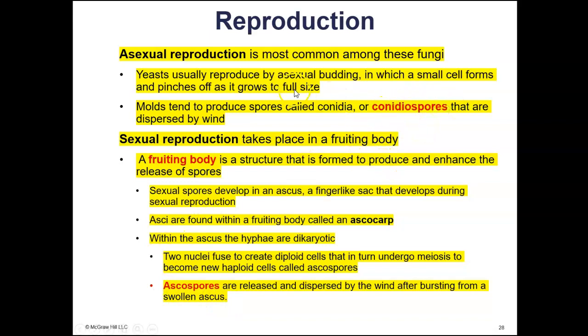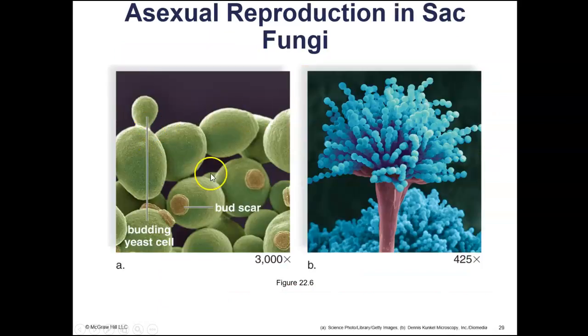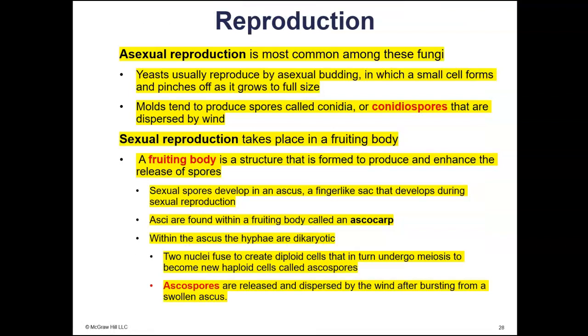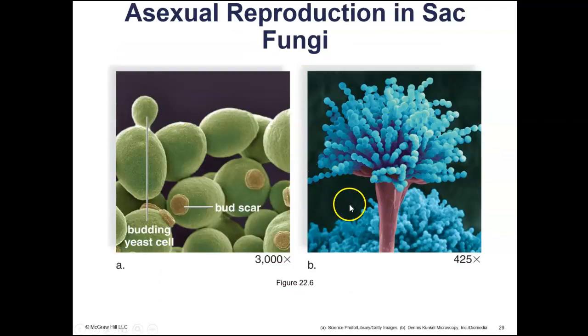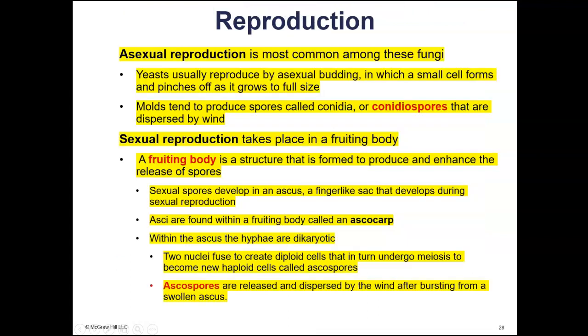The yeast can reproduce asexually by a process called budding. You can see a picture of this. Here's the parent yeast cell, and then here's the bud, which is the baby, basically. It grows as a bud off the side of the parent, and then eventually it will break off and grow into a mature yeast cell. And then on the right, this is Penicillium, which produces penicillin.